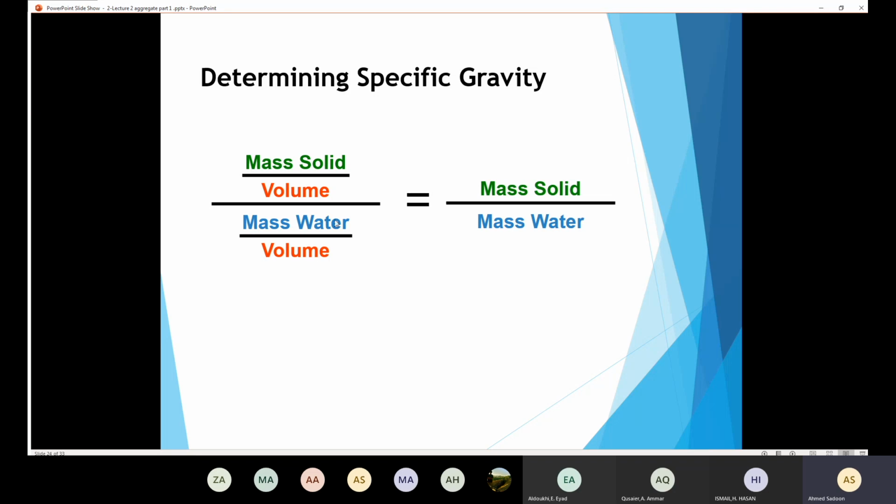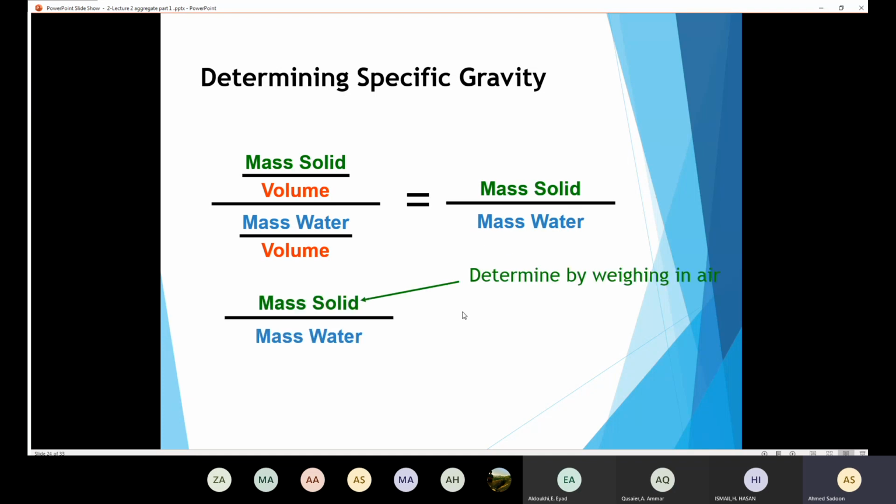In other words, the mass of the water here should be the mass of the water displaced by the volume of the aggregate. In that case, the volume of the aggregate is going to be similar to the volume of the water. So if you want to use this formula, the mass of the solid over the mass of the water displaced by the volume of the aggregate, in this case we are going to measure the aggregate inside the water, and also we are going to measure the aggregate in the air. So now the mass of the water is going to be the weight in the air minus the weight in the water.